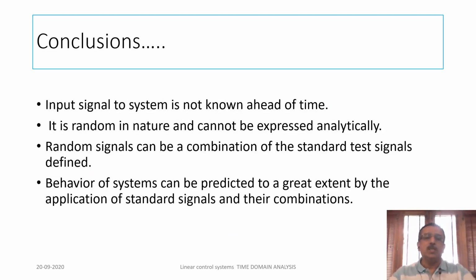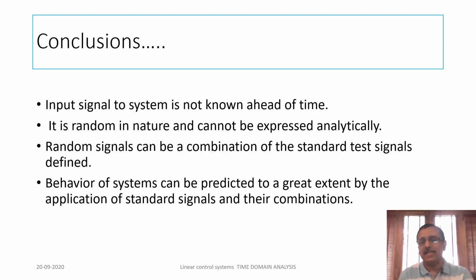So to conclude, the input signal to the system is not known ahead of time. You design a system, you design a car, that's a system. We don't know what kind of roads it will be traveling, what kind of people will be driving it. So it should be rugged, isn't it? It should behave well for all kinds of inputs. We can't try it for all kinds of input, so instead we check whether it is good for some particular test inputs. What are those test inputs? Impulse, step, ramp and parabolic.